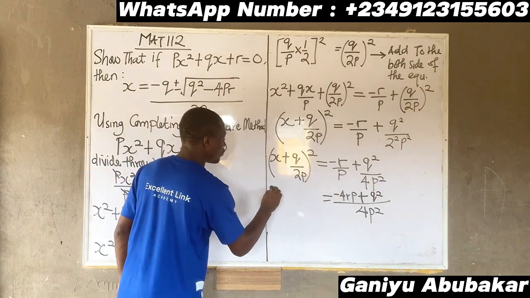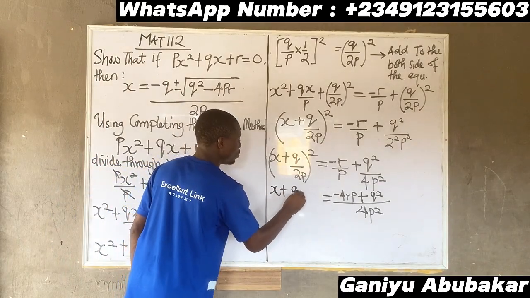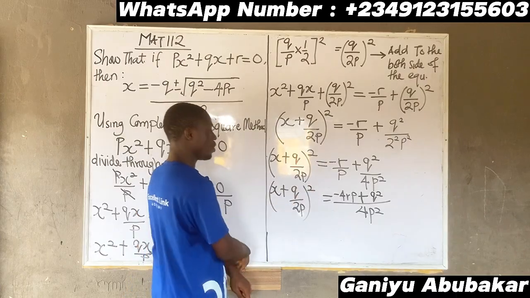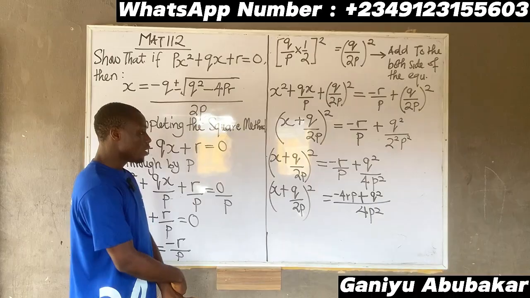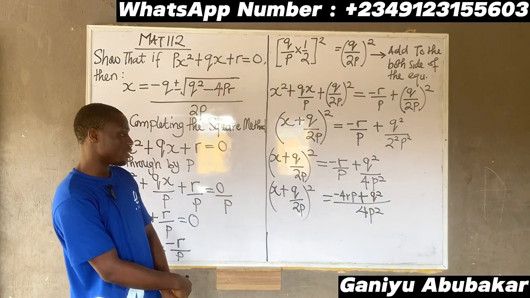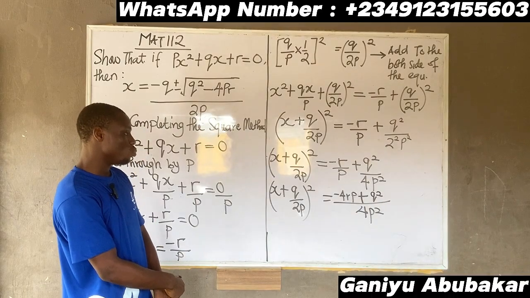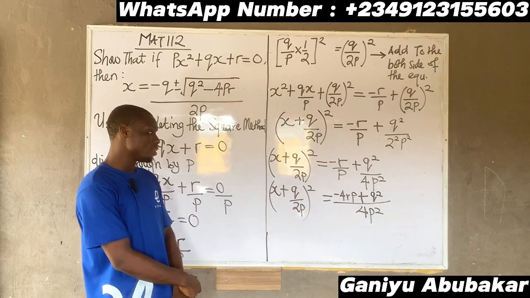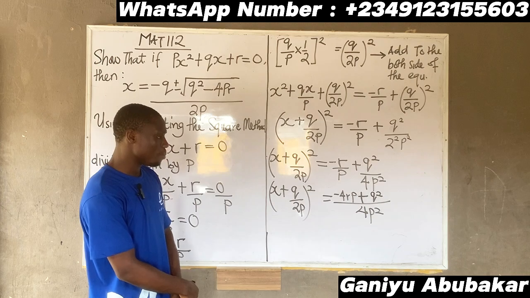So drop this down. That gives you x plus q over 2p all squared. Next, what do I do? I have to take the square root to the other side. But hold on.